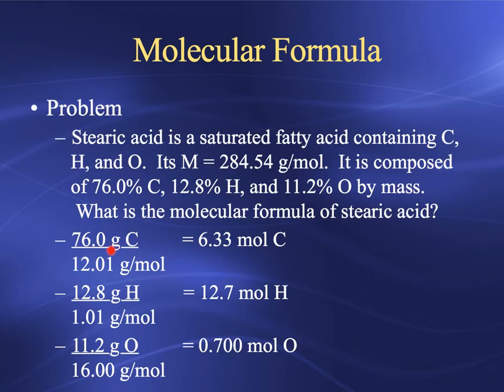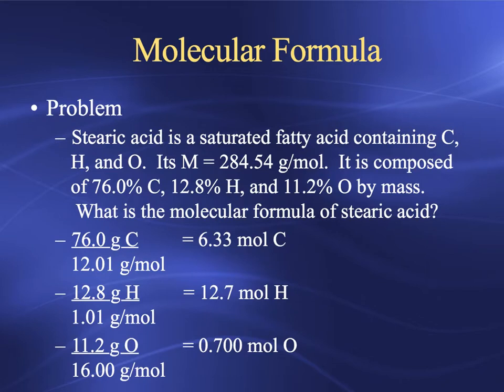We got 76 grams of carbon divided by its molar mass. We get 6.33 moles of carbon. 12.08 grams of hydrogen, divided by 1.01 grams per mole, we get 12.7 moles of hydrogen. And down at the bottom here, converting the oxygen over to the number of moles, 11.2 grams of oxygen divided by 16.0 grams per mole, we get 0.700 moles of oxygen.